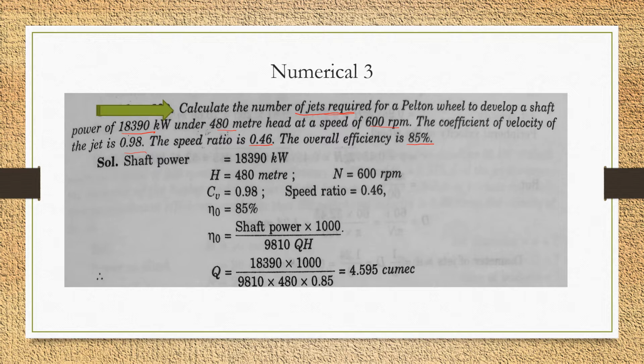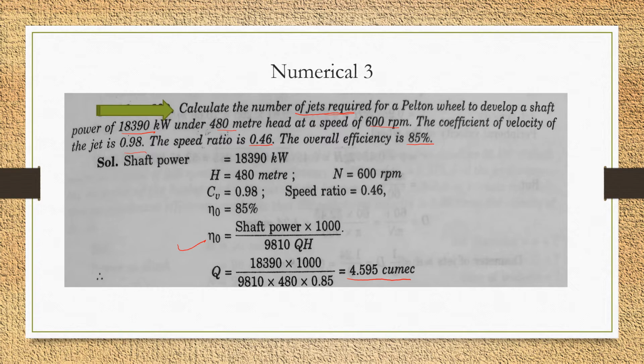To find the discharge in the turbine, we use the formula of overall efficiency: shaft power upon WQH by 1000. From this, we get the discharge as shaft power into 1000 upon 9810 into 480, that is H, into 0.85, that is efficiency. By using this, we get 4.595 cumecs. So this is the discharge in the turbine.